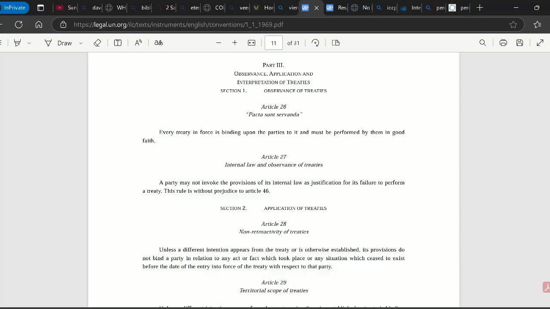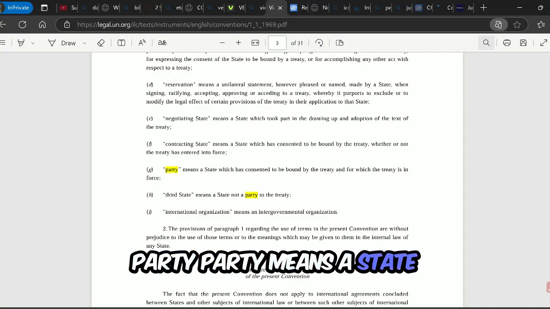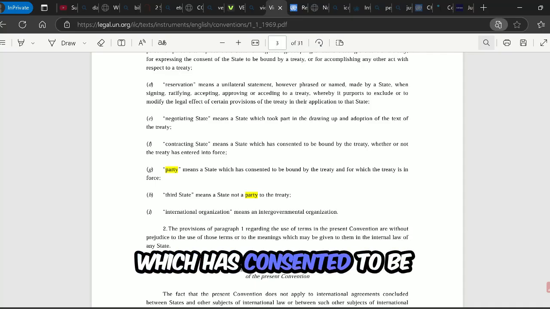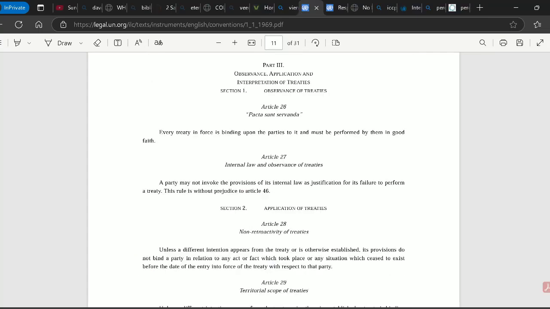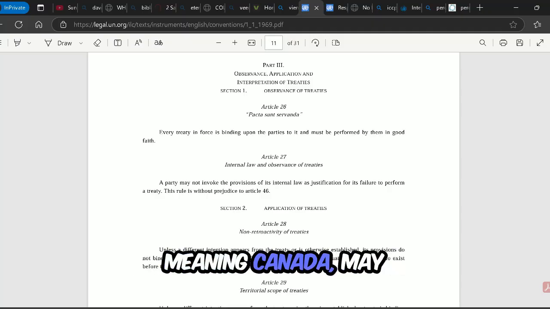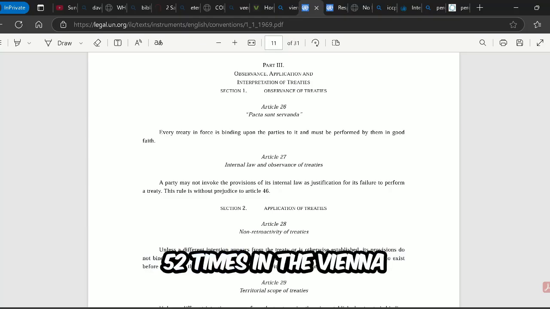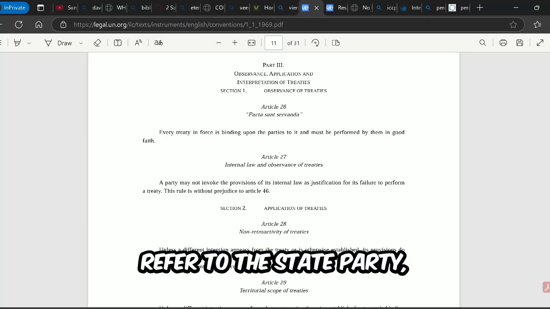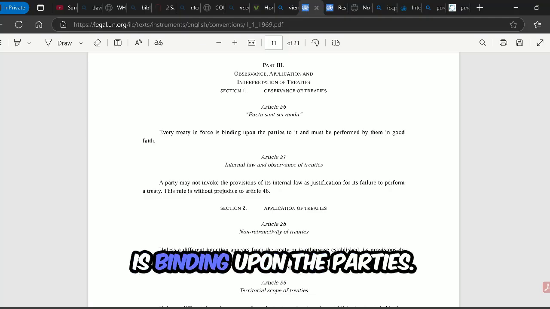The obligation is legal. The Vienna Convention on Treaties, the definition of the word party. Party means a state, which includes Canada, which has consented to be bound by the treaty, and for which the treaty is in force. And Article 27 says, a party, meaning Canada, may not invoke the provisions of its internal law as justification for its failure to perform a treaty. 52 times in the Vienna Convention is the word party used. 52 times to refer to the state party Canada or any other state party that has ratified their obligation under the ICCPR.